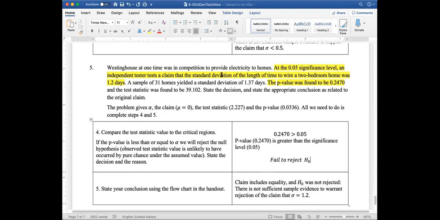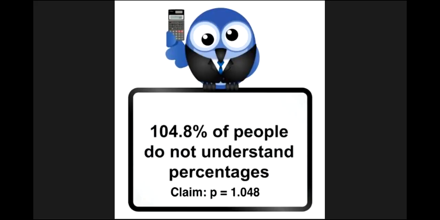You're liable to see, or you will see, problems where they are partial hypothesis tests, where information is given through step 3, and all you need to do is finish the problem by making a decision and stating a conclusion. So this should complete tests of standard deviation.